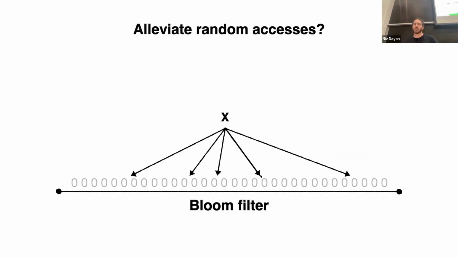Okay. So as we said, the issue is that each hash function can lead to a cache miss. What can we do to avoid this, to make things better? I think you know the answer because you took the course.